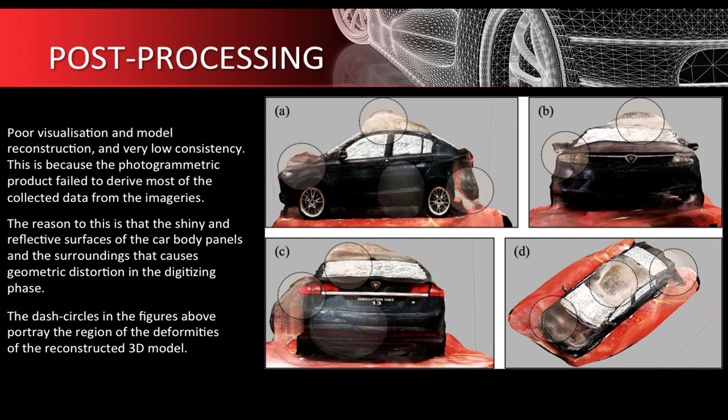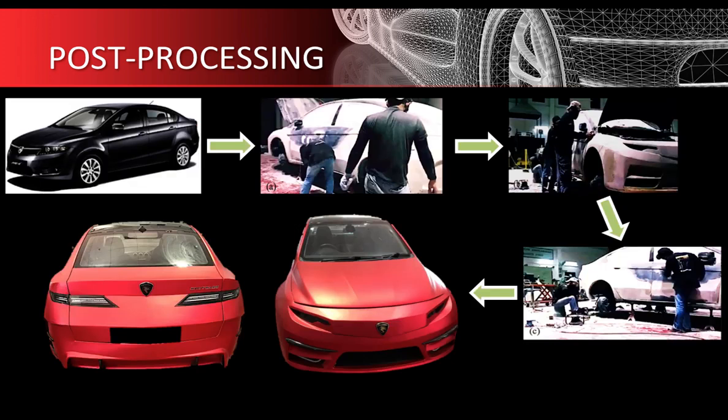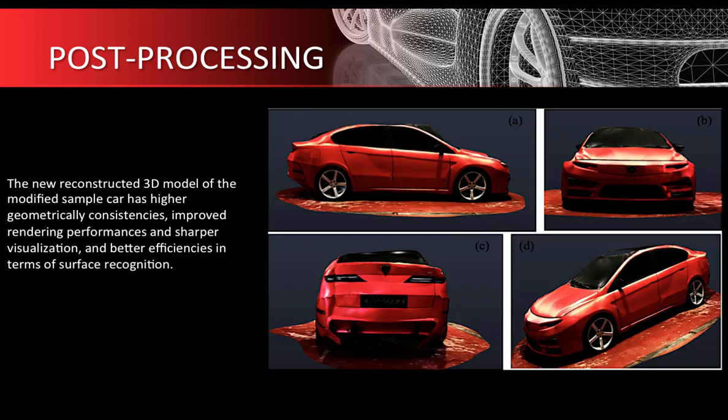Therefore, the body panel of the car demonstrator is modified using the polyethylene film, as shown in this figure. After the modification is made, a similar photogrammetric procedure is performed, and the new reconstructed 3D car model has higher geometrical consistency, improved rendering performance with sharper visualization, and better efficiency in terms of surface recognition.